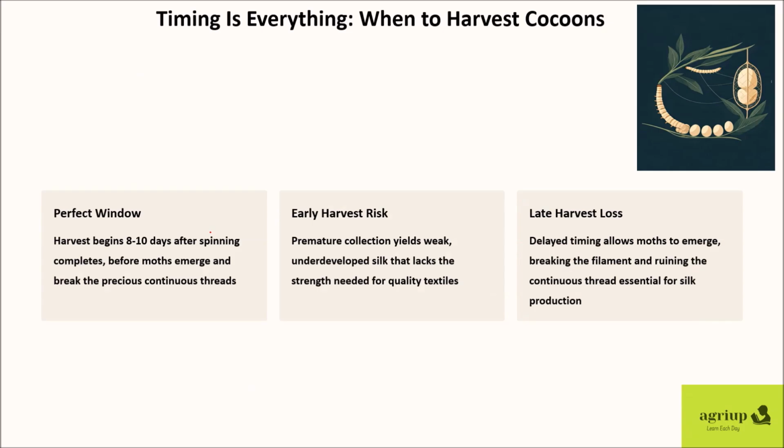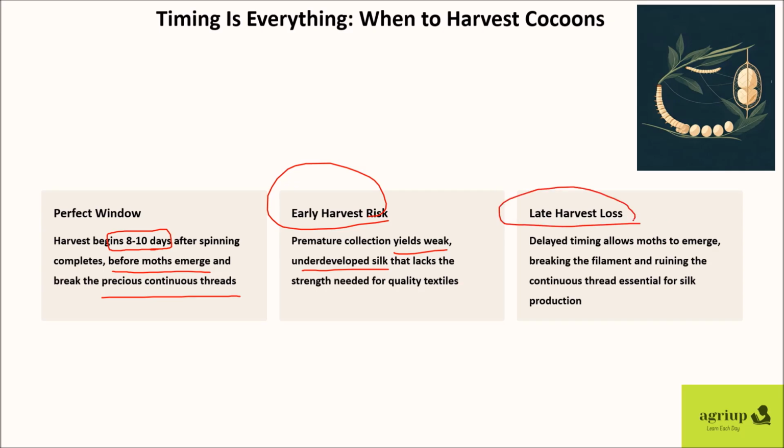Now, when to harvest cocoons? What is the best time? The perfect window: harvest begins 8 to 10 days after spinning is completed, before the moth emerges and breaks the precious continuous thread. Early harvest risk: premature collection yields weak, underdeveloped silk that lacks the strength and quality needed for textiles. Hence, harvest losses also need to be managed. Delayed timing allows the moth to emerge, breaking the filament and ruining the thread essential for silk production. This has to be regulated.